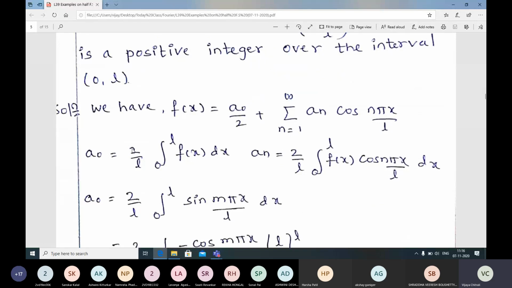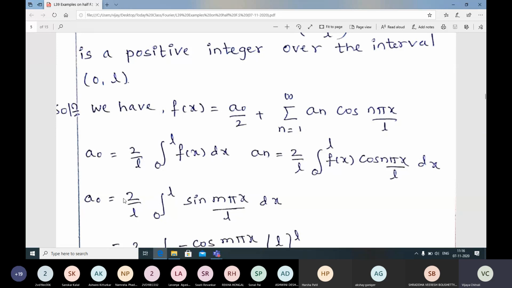So a naught is equal to 2 by L integration from 0 to L f of x dx, and a n is equal to 2 by L integration from 0 to L f of x cos n pi x by L dx. We need to find a naught and a n, and the function is sine m pi x by L. Given that the function is sine m pi x by L, m is a positive integer, and the interval is 0 to L. It is the given data.